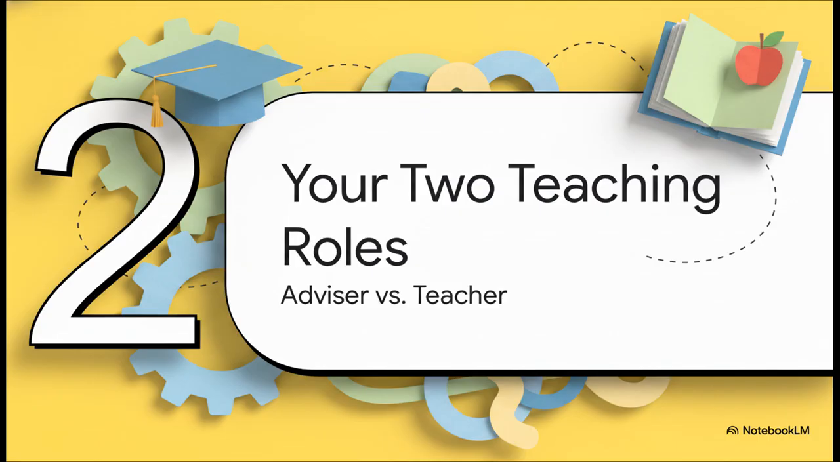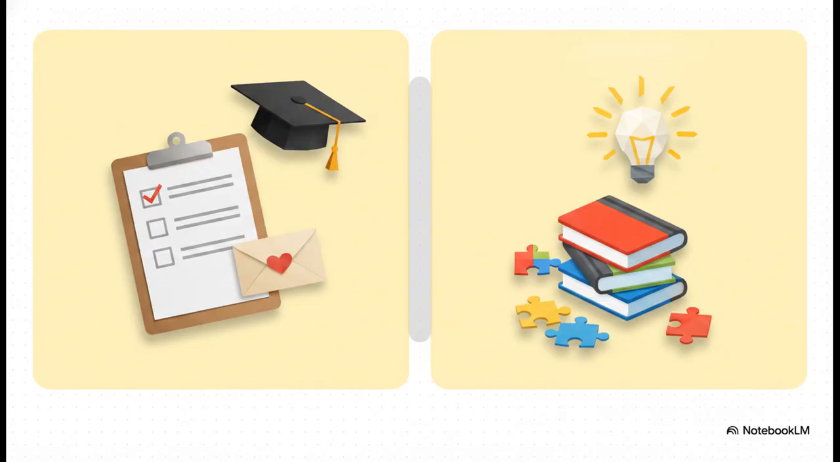Moving right along to part 2, your 2 teaching roles. Depending on your day-to-day assignments, you might be wearing one of 2 hats in this system. Think of the class advisor as the macro-level manager. They're the ones enrolling learners, handling pending requests, and they have authority over the big, comprehensive class gradebook and the final release of report cards.